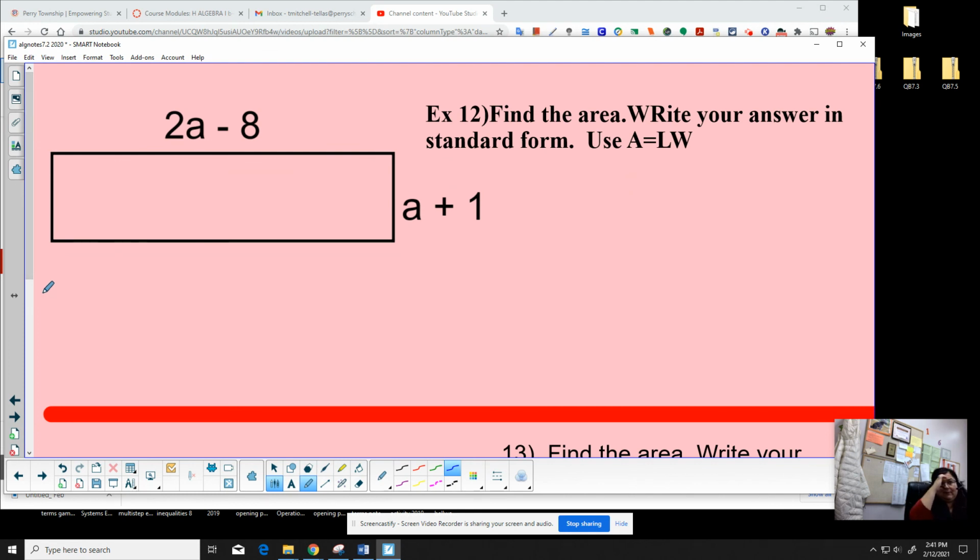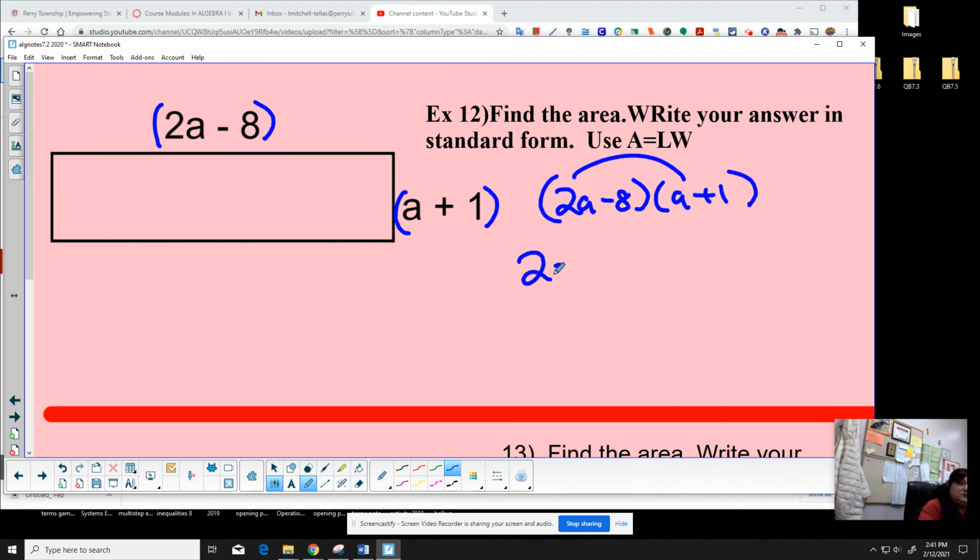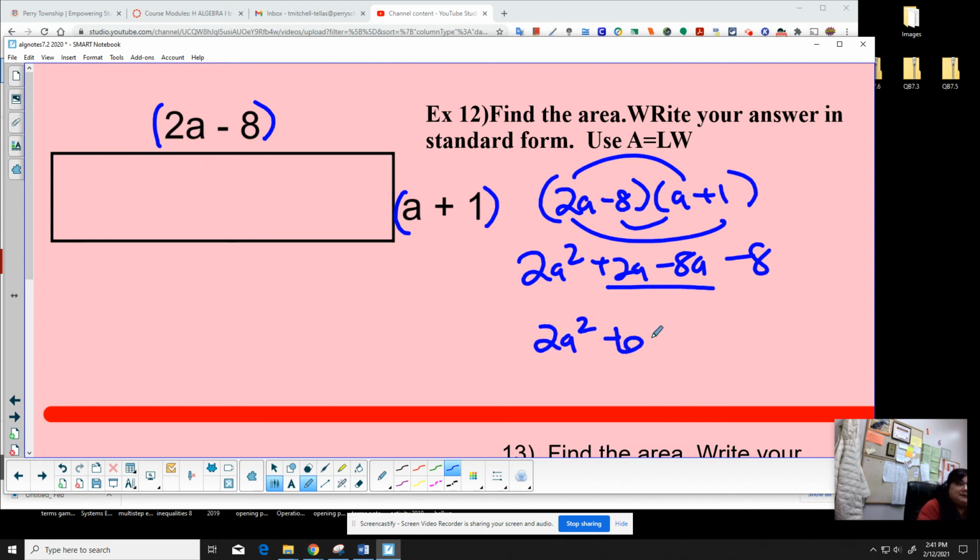All right, let's do a story problem. So it says find the area, write your answer in standard form. So when you find the area of a rectangle, you use length times width. So it looks like the length is 2a minus 8 and the width is a plus 1. So we're just going to multiply them. So we're just doing FOIL here. So 2a squared plus 2a minus 8a minus 8. So we combine these two. 2a squared minus 6a minus 8 is my answer.